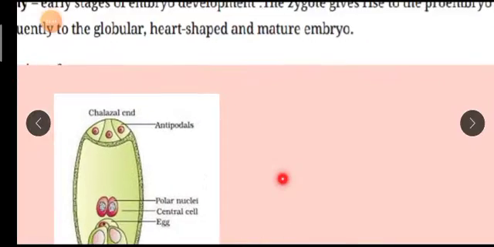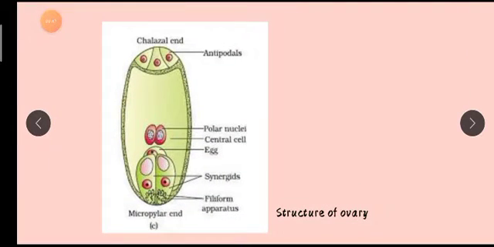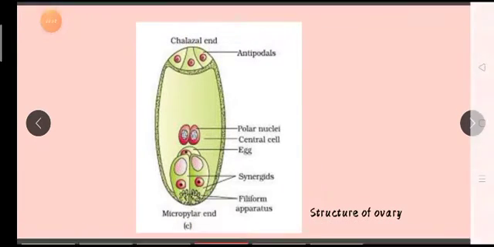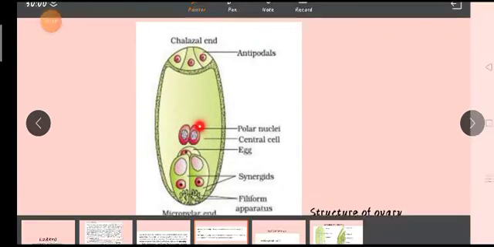Okay, so while discussing megasporogenesis, we discussed the structure of ovary. You remember, students? So this is the structure of ovary. This was the micropylar end, this is the chalazal end, and in the micropylar end only, here you had this egg cell, and these two were the polar nuclei.